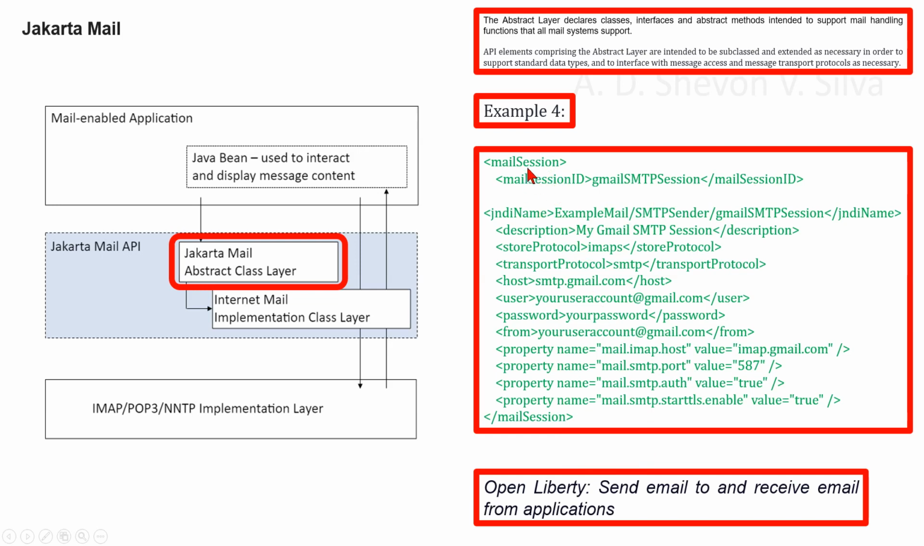Use the mailSession element here to enable this configuration. In addition to enabling the Jakarta Mail feature, you must also enable the Java Naming and Directory Interface, JNDI, feature in your server.xml file. This example mail session is configured so that it can be used for both the Simple Mail Transfer Protocol, SMTP, and the Internet Message Access Protocol, IMAP.